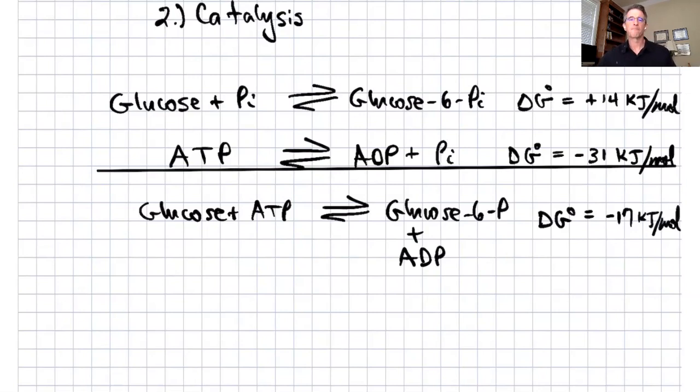Take glucose, take ATP, mix them in a test tube, nothing happens, right? Even though that overall system now has a quite favorable free energy change, minus 17 kilojoules per mole, just mixing ATP with glucose will never synthesize, on any time scale you would care to think about, a single molecule of glucose 6-phosphate, right?